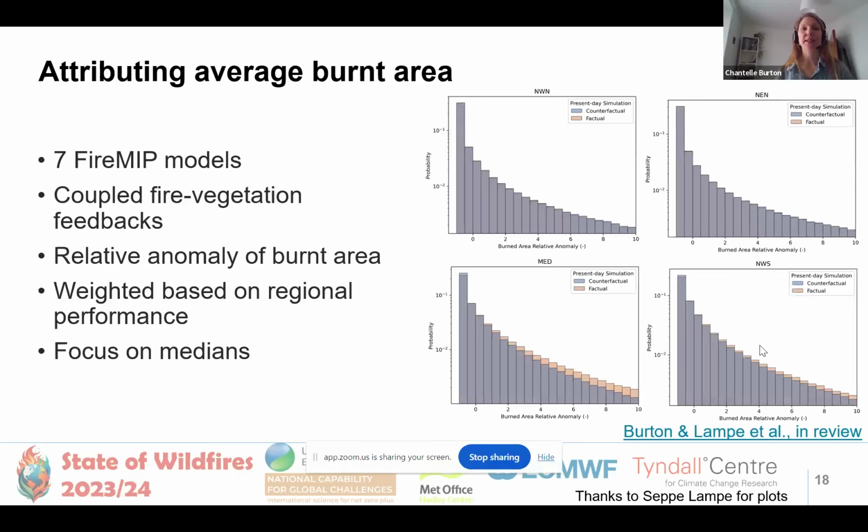And I'll just give one final example, using the impact attribution approach again, but this time we're using 7 models from across FireMIP. So these are similar to the models that Tom mentioned in his talk. They're dynamic vegetation models, but they've got fire enabled. So actually we can model the feedbacks between fire and vegetation. We can try and model ignitions and how that changes burned area.